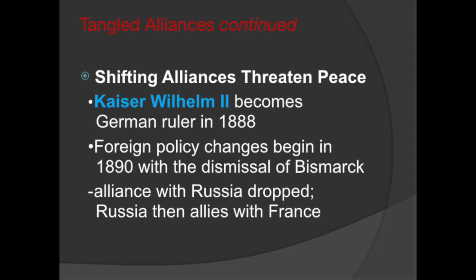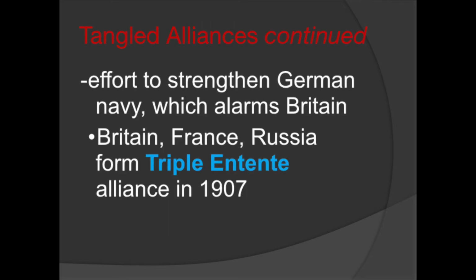He kicks Otto von Bismarck out of power in 1890, and this changes the alliances, specifically with Russia. Kaiser Wilhelm II was first cousins with Nicholas II, and you might imagine that would make a perfect alliance, but Kaiser Wilhelm did not like his cousin. So he drops his alliance with Russia, and Russia immediately allies itself with Germany's arch nemesis, France.